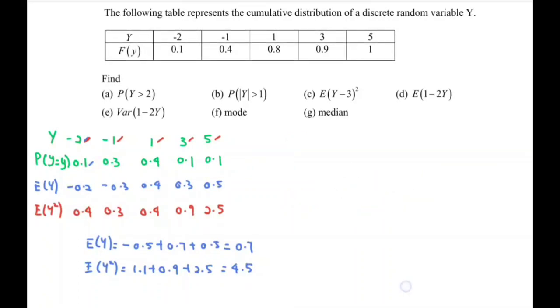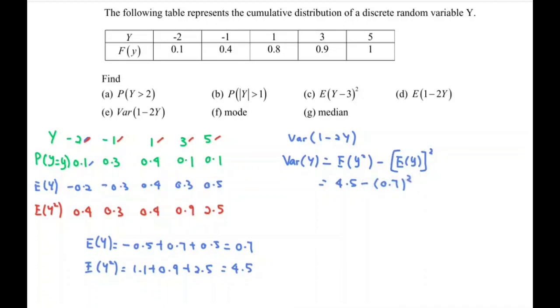Kindly refer to E. The question asks about the variance of 1 minus 2y. Before we find the variance of 1 minus 2y, what we have to do is to find the variance of y. The formula will be E[y squared] minus the square of E[y]. So kindly substitute. Here we have 4.5 minus 0.7 to the power of 2. By referring to the calculator, we will have 4.01 for the variance of y.